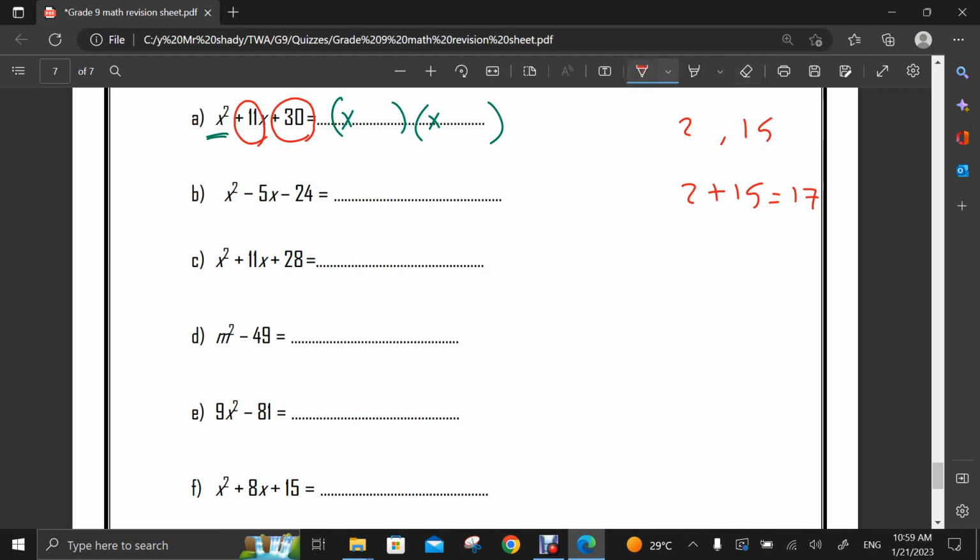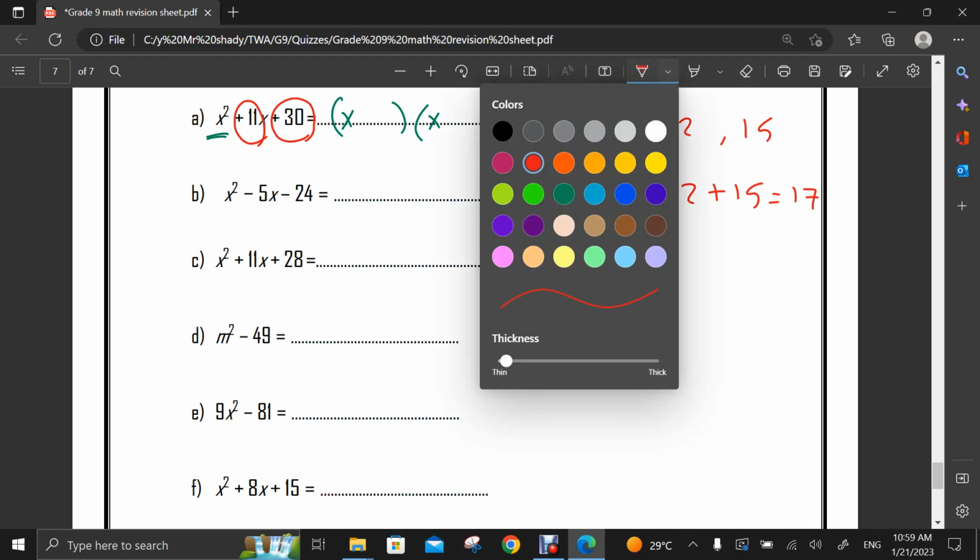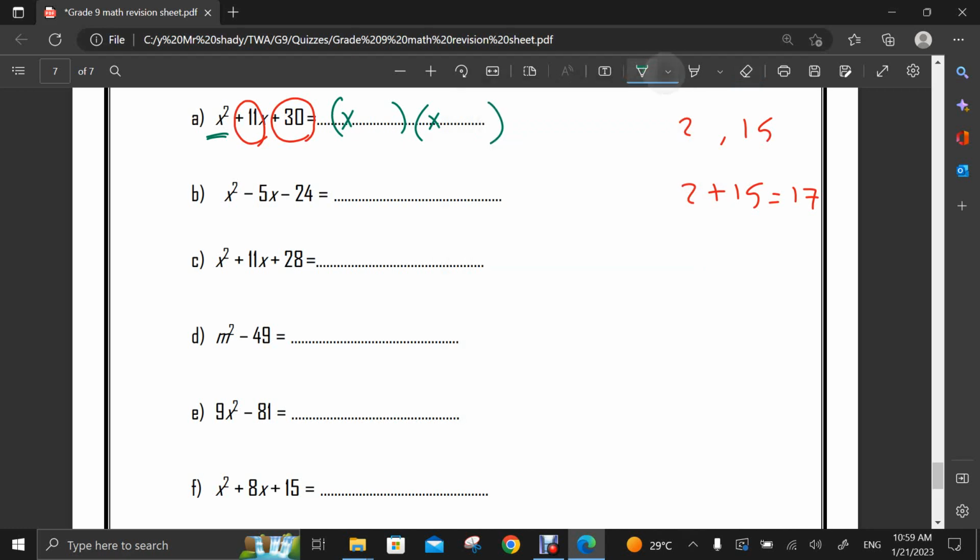So someone says, Master, what about 5 and 6? So let's see. 5 and 6. Yes, 5 times 6 is 30. What about 5 plus 6? 5 plus 6 is 11, which is the middle term. So I will write positive 5 and then positive 6, because when you multiply positive 5 times positive 6, it will be positive 30, and when you add positive 5 and positive 6, it will be positive 11. So it will be x plus 5 multiply x plus 6.